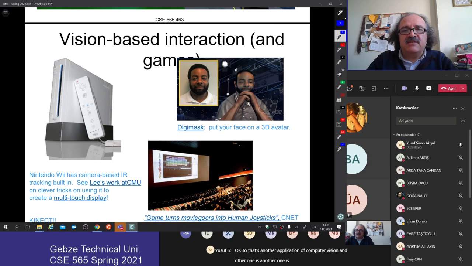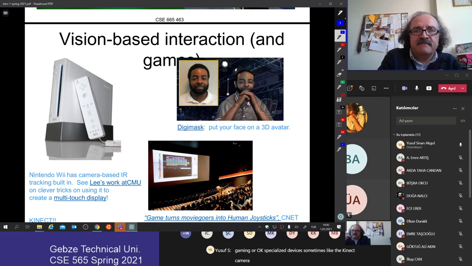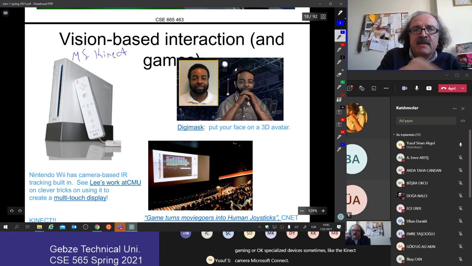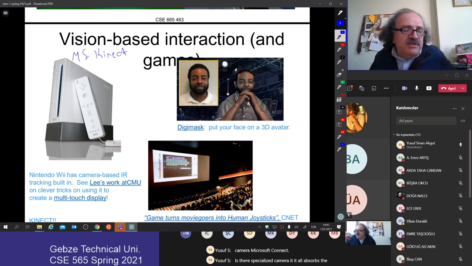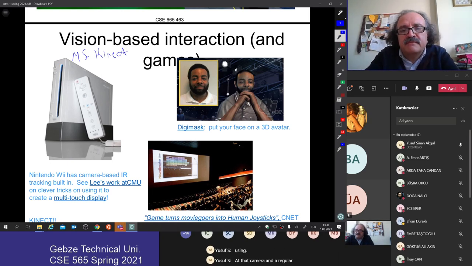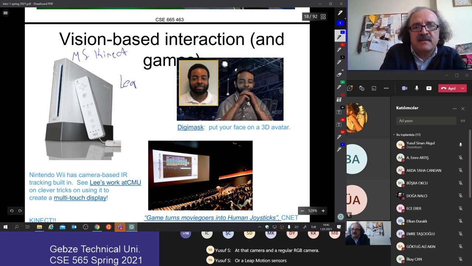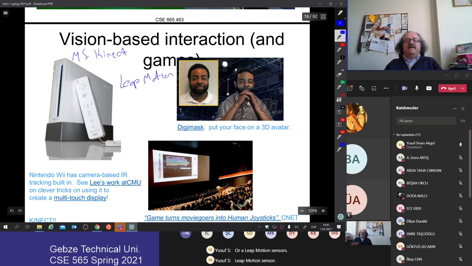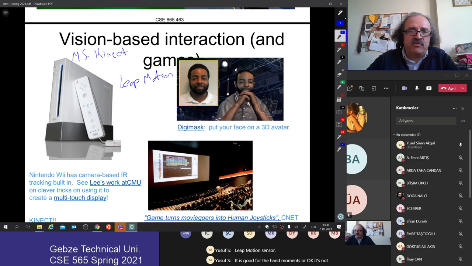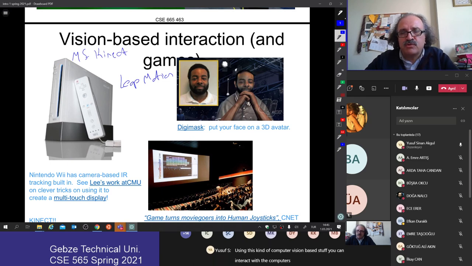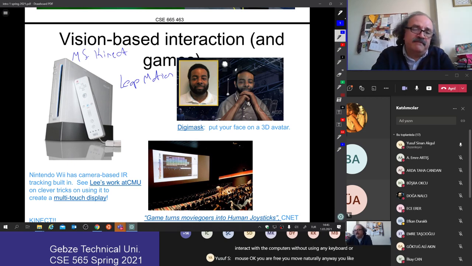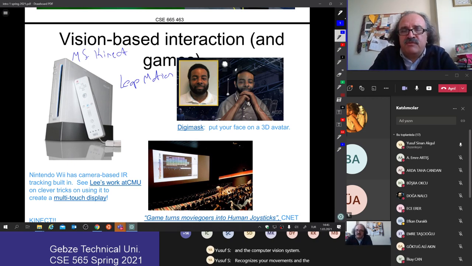Another one is vision-based interaction and gaming. Okay, specialized devices sometimes, like the Kinect camera, Microsoft Kinect. It's a specialized camera. It observes the people using a depth camera and a regular RGB camera, or a Leap Motion sensor. The Leap Motion sensor is good for hand movements. Okay, it's not for the whole body, but for the hand movements only. Using these kinds of computer vision based devices, you can interact with computers without using any keyboard or mouse. Okay, you are free. You move naturally any way you like, and the computer vision system recognizes your movements. And these are very popular for gaming environments.